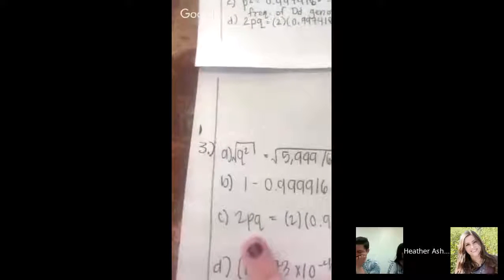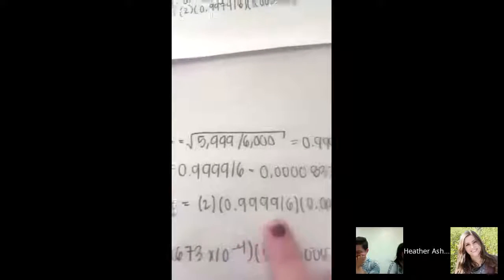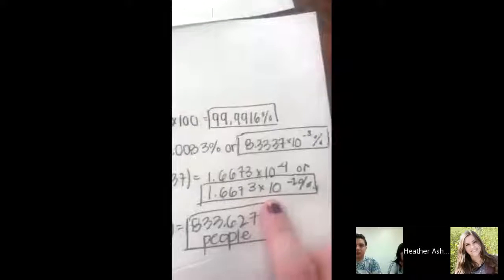For part C, it asks what is the frequency of the heterozygous individuals in the population. So for that, you use the 2pq part of the Hardy-Weinberg equation, and you do 2 times the p-value times the q-value equals 1.6673 times 10 to the negative 2%.